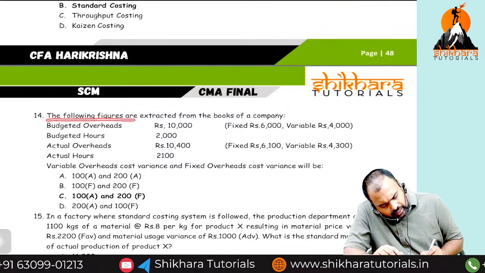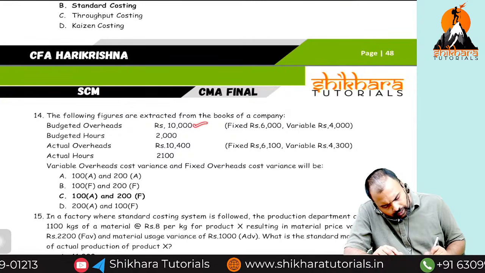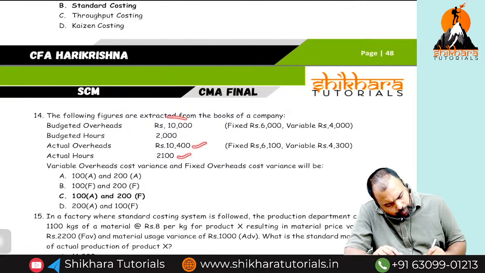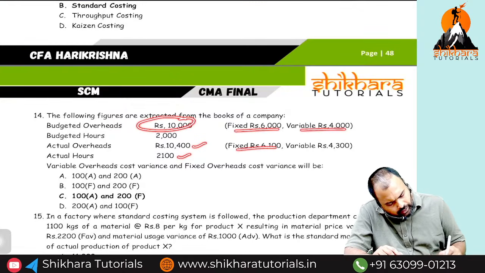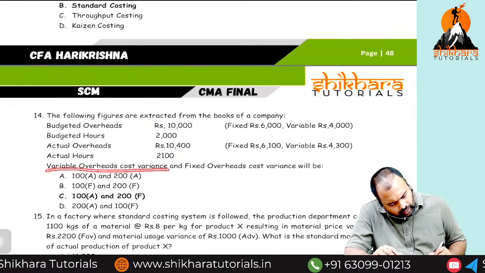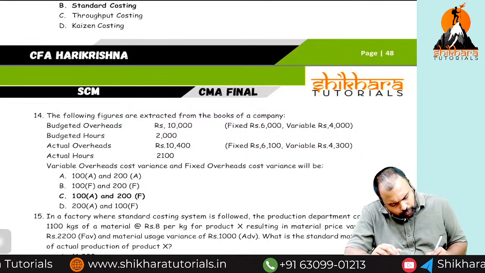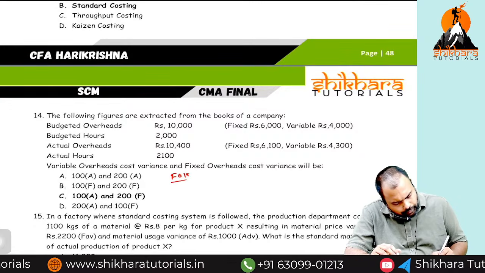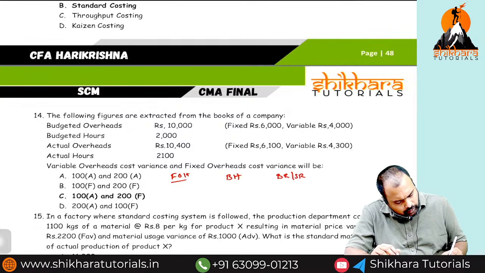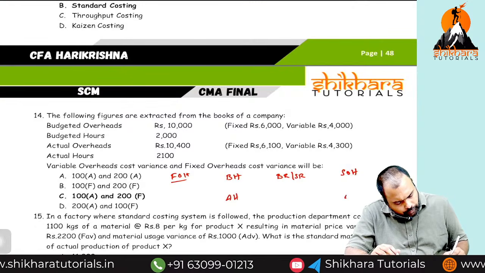The following figures are extracted from the books of a company. Budgeted overhead is given, budget hours is given, actual overhead is given, actual hours is given. Out of budgeted overhead, how much is fixed and how much is variable is also given. Fine, sir. Variable overhead cost variance and fixed overhead cost variance are given. Let's talk about fixed overhead because fixed overhead is always very simple. So we are going to take BR or SR, SOH, and the given AH, AOH.